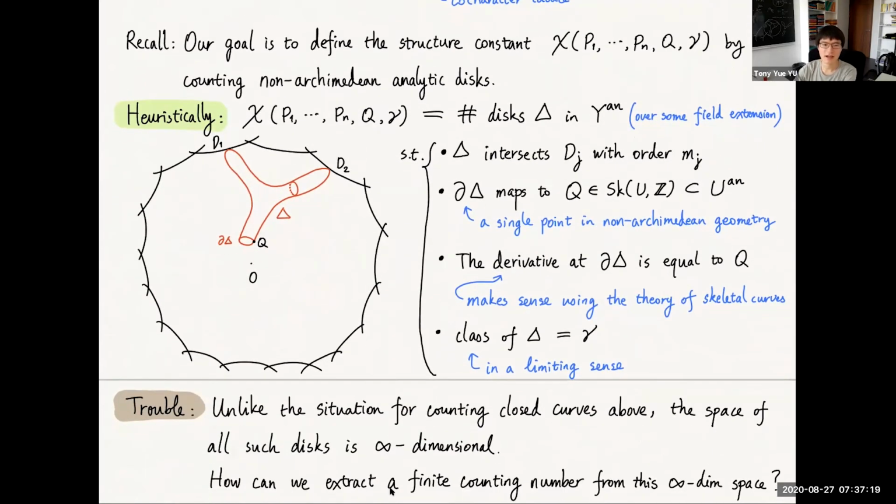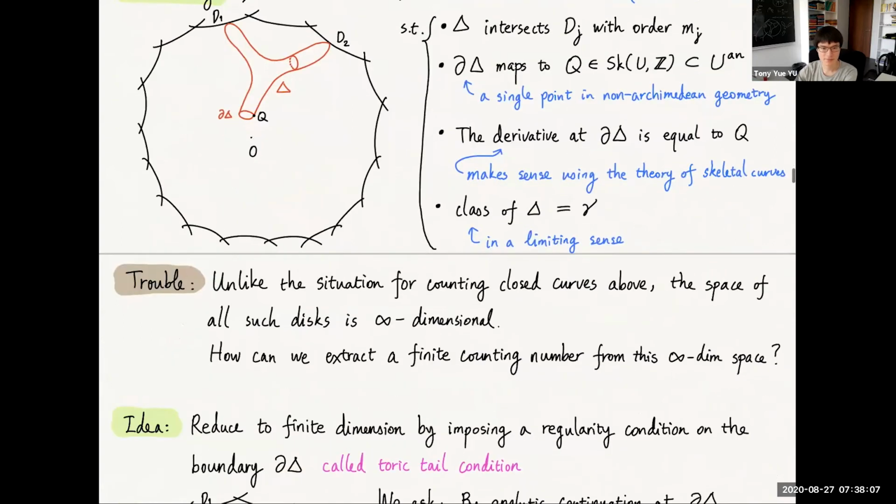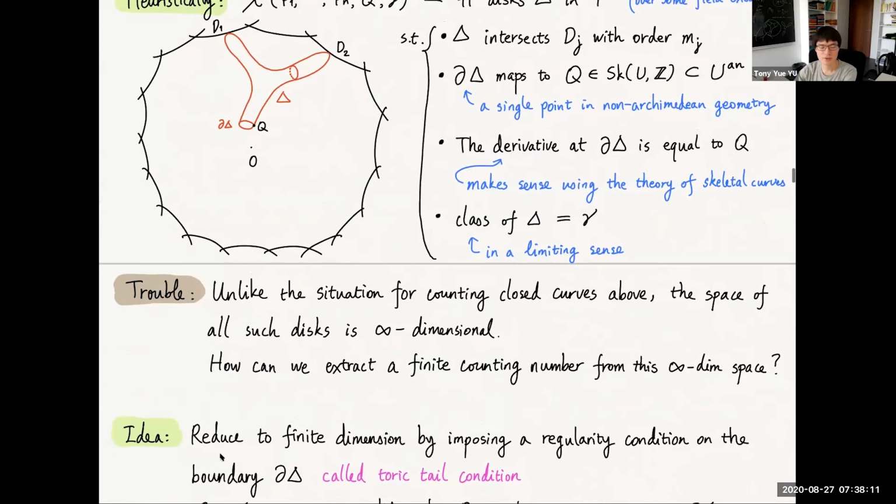And as I said, it doesn't always make sense to say let something be the number of something, because that might be an infinite number. So here we have this trouble. Unlike the situation for counting closed curves above, the space of all such disks is infinite dimensional. There are so many such disks, we cannot really count. The moduli space is actually infinite dimensional. So we ask, how can we extract a finite counting number from this infinite dimensional space? The idea is to reduce to finite dimension by imposing a regularity condition on the boundary of our holomorphic disk, which we call the toric tail condition.